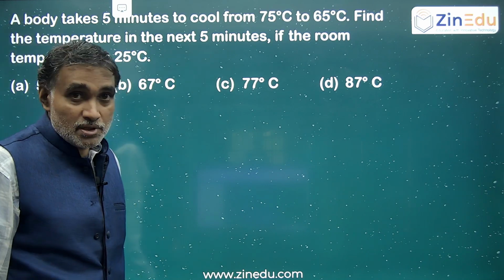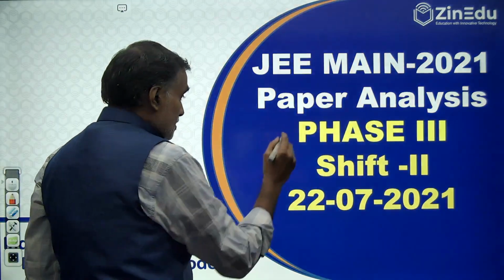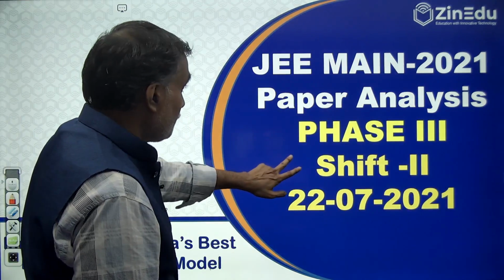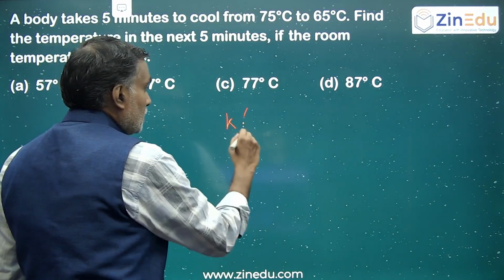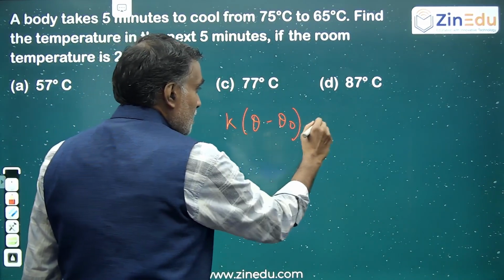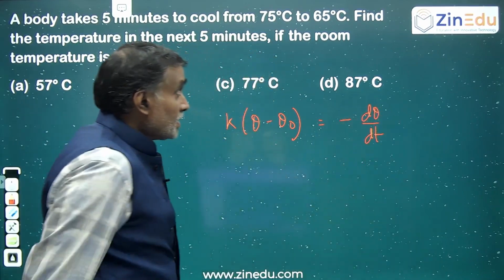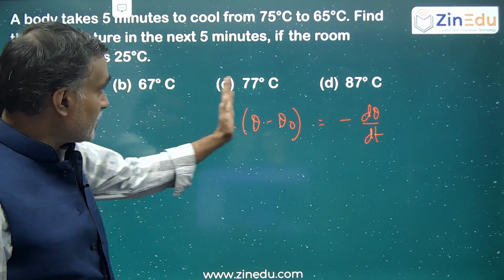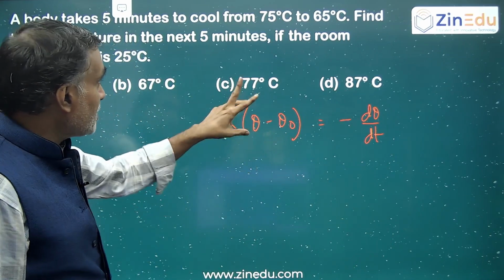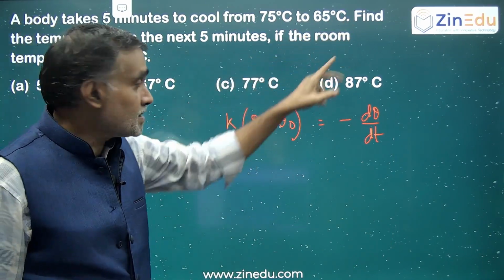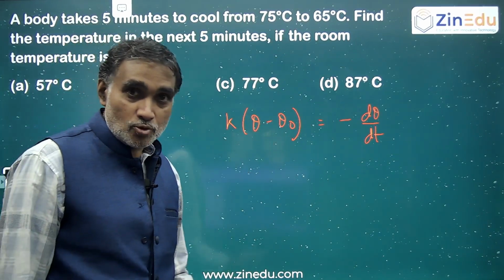Usually we can do such questions using Newton's law of cooling. What is Newton's law of cooling? K into theta minus theta naught, where theta naught is the surrounding temperature, is equal to minus d theta by dt. But in such questions where answers are given with a wide gap, we need not integrate. Directly we can take theta as the average value of initial and final temperatures, and theta naught is the surrounding temperature, which is 25 degrees centigrade, the room temperature they have given.